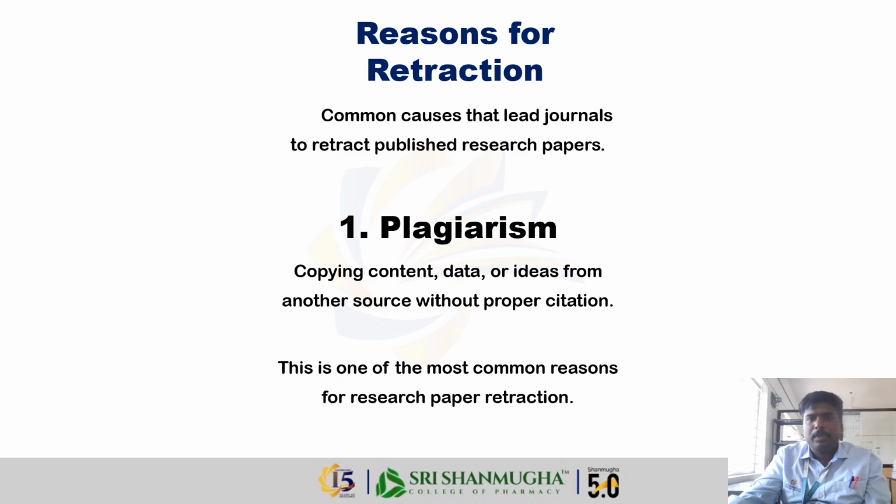Okay, now we can move on to the reasons for the retraction. The common causes that lead journals to retract published research papers: the first one is plagiarism. Plagiarism is copying content, data, or ideas from another source without proper citations. This is one of the most common reasons for research paper retraction, because without citing the original research paper, we can't use the data or content. Copying of others' work is called plagiarism. Plagiarism is one of the unethical practices. So the main reason for retraction is plagiarism.